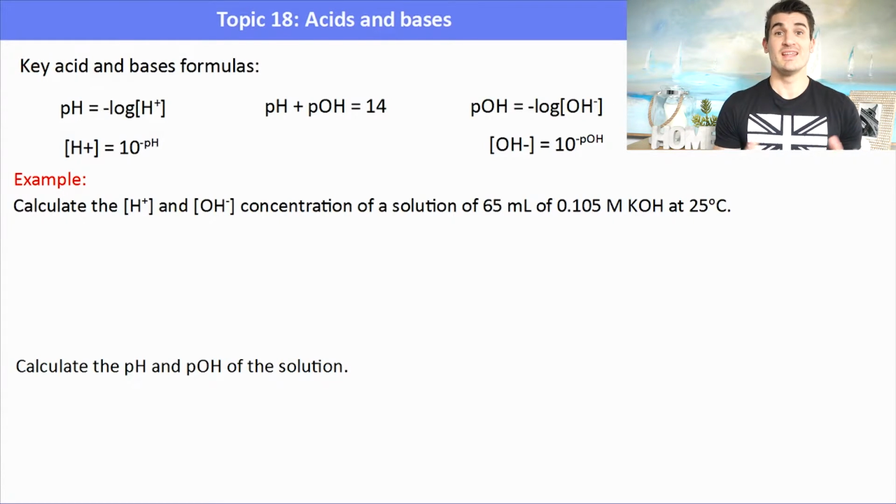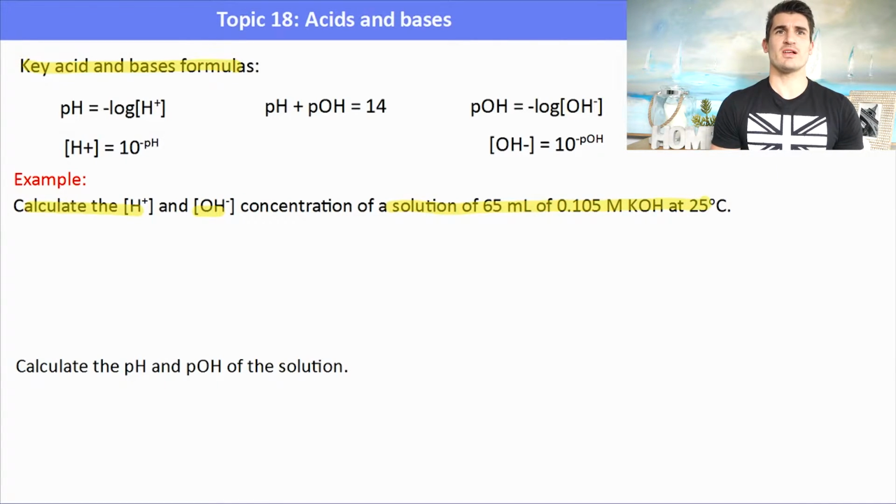Some of the key acid base formulas are on the screen right now, and these are simply ones that you need to remember. They're not found in the data book, so the more you can use them, the more skills you have, the better that you'll be. So we have the pH and H plus calculations, and then on the right we have the pOH and the OH minus calculations, and in the middle we have pH plus pOH equals 14.